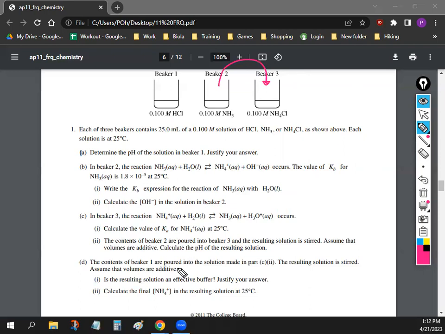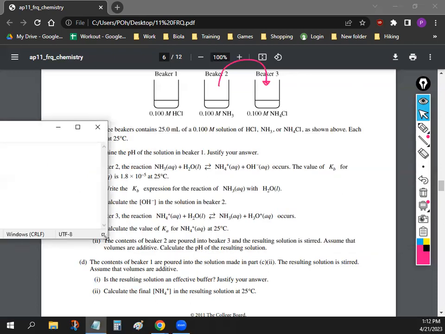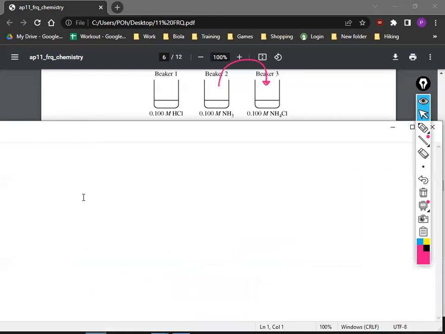What I'm going to do first is write the equation for what's happening. If you didn't write the equation, that's fine. I'm just doing it to help explain what's going on. We're taking the contents of beaker 2 and combining them with beaker 3. So we're basically combining NH3 plus NH4Cl. Make sense?